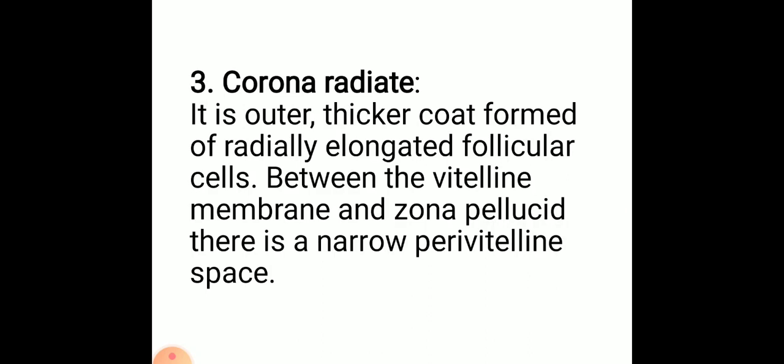The last layer is the corona radiata. It is the outermost membrane, a thicker coat formed of radially elongated cells called follicular cells. In between the vitelline membrane and the zona pellucida there is another narrow space, which, as I already told, is called the perivitelline space. So this is about the egg.